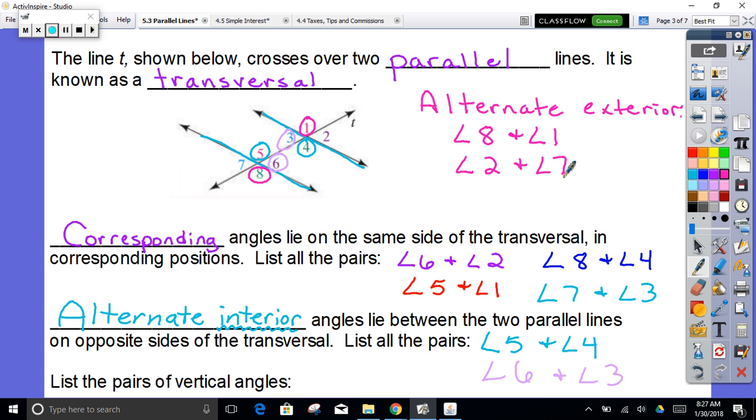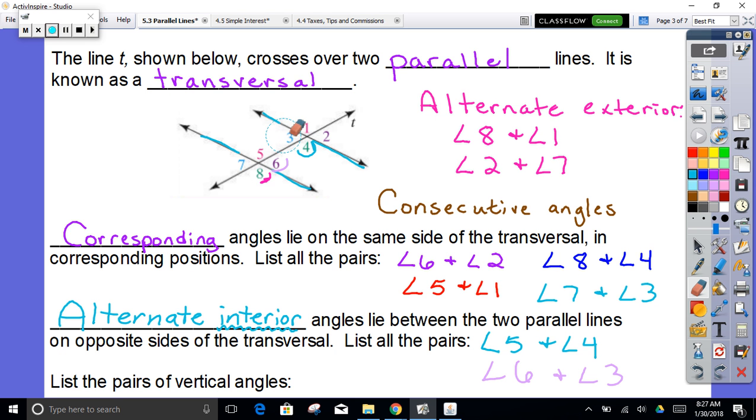And then there's one other type that's also not listed here. It's called consecutive angles. Consecutive angles are on the same side of the transversal in between the two parallel lines.